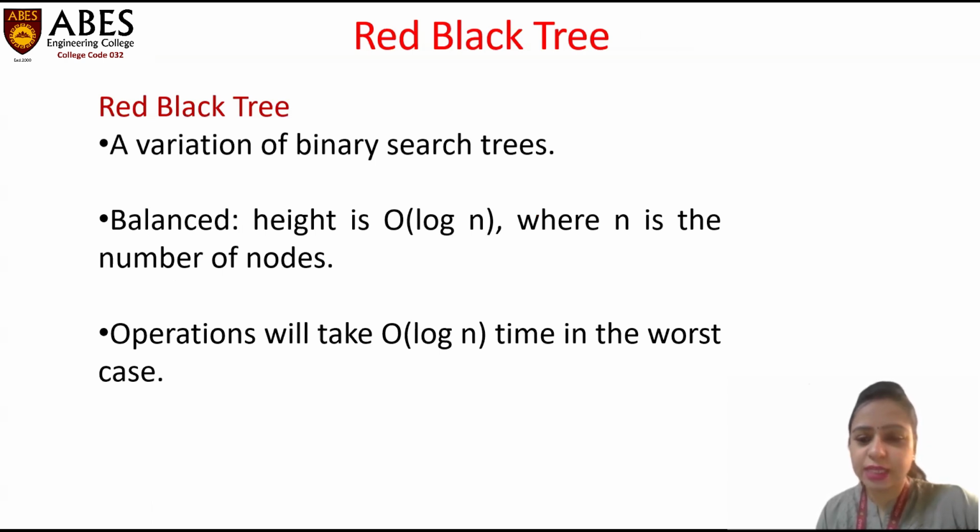A red black tree, as the name suggests, is a tree having red and black color. So we can say that it is a variation of binary search tree. A red black tree consists of 2 types of nodes, one is red and another is black. Depending upon the black height, we can calculate the height of the tree. In a balanced binary search tree, the height is order of log of n, where n is the number of nodes. So the operations in the worst case will be order of log of n.